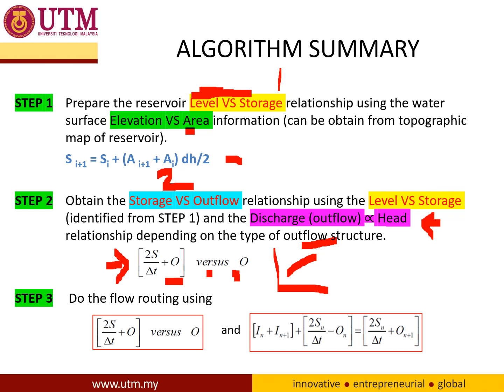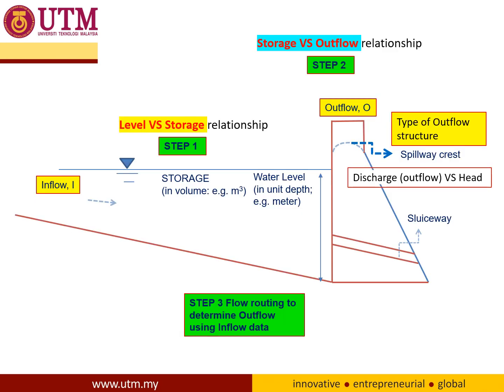And then step 3, you do the flow routing. This is where there will be a table, and you will do some calculation based on some algorithm which will be explained later. I will try to explain a little again using some figures.